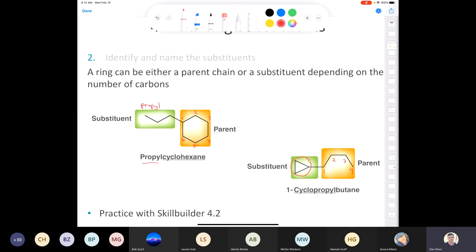Now, one thing I didn't address was the -yl for the cyclos. So if you have a ring that's a substituent, let's say you have this, that would be cyclobutane. If it's a substituent on a bigger chain, like let's say you have 1, 2, 3, 4, 5, 6 carbons like that, in this case it would be cyclobutyl. So a substituent, same thing. You drop the E at the end and you replace it with -yl.